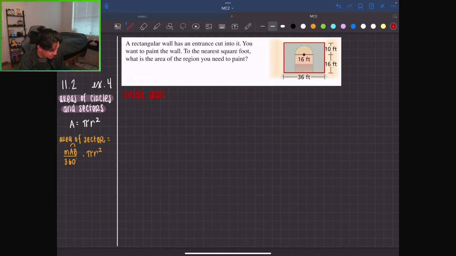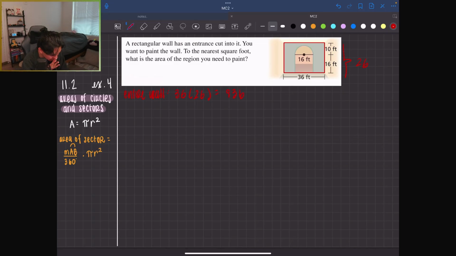The entire wall is a giant rectangle. We have 36 feet by 10 plus 16 over here, which is a total of 26. So 36 times 26 is going to equal 936. Okay, so this is where we start, and then we have to start taking away some stuff.